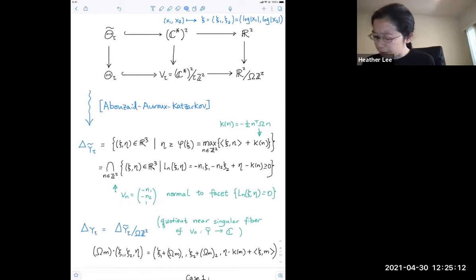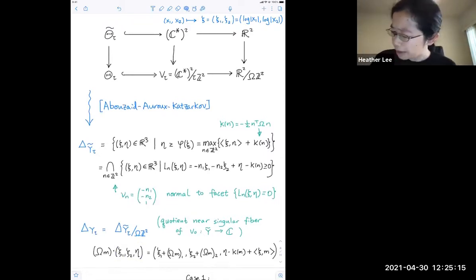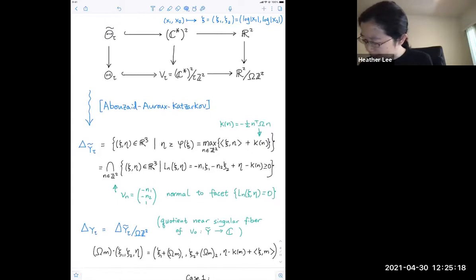And then the coordinates in this polytope satisfy this relation with respect to elements in this quotient. So take omega m in Z^2, it acts on the coordinates in the polytope in this way. Then using this, we can quotient this moment polytope for Y tilde near the singular fiber of this superpotential, and get a moment polytope for Y.